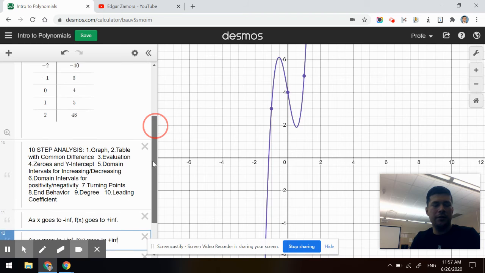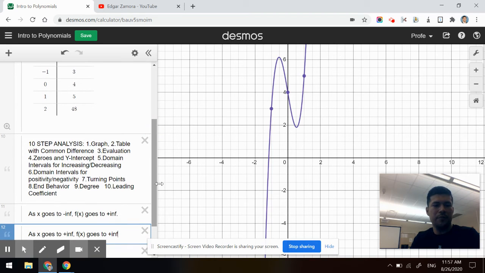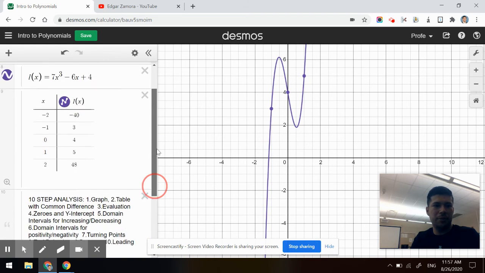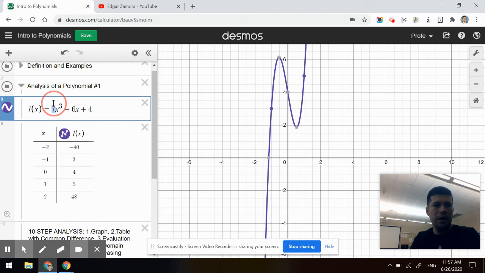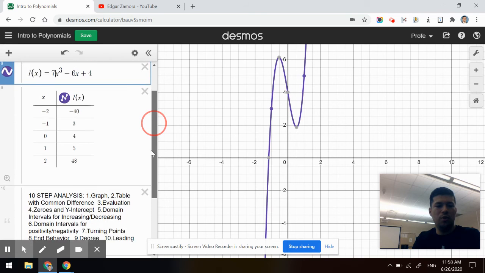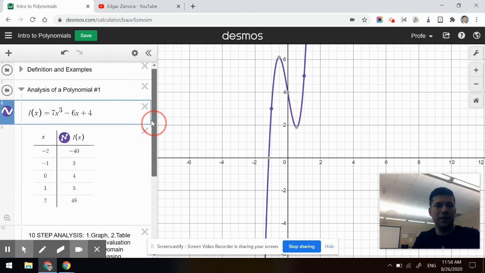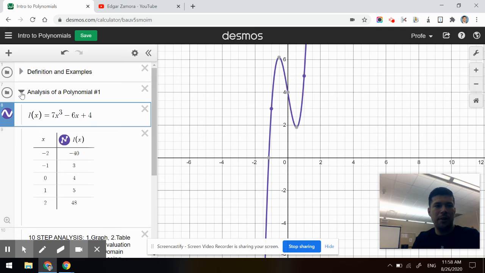All right. And last part that we're looking at, leading coefficient. This is just some terminology. Not so important as far as solving problems, but the leading coefficient is 7. All right. And that is because this is a third degree polynomial, and 7x cubed is the term that contains the leading coefficient. That is 7. Okay. So that's that. That is a complete analysis of a polynomial.